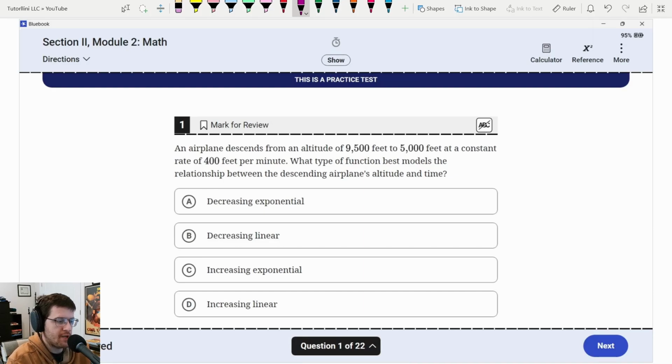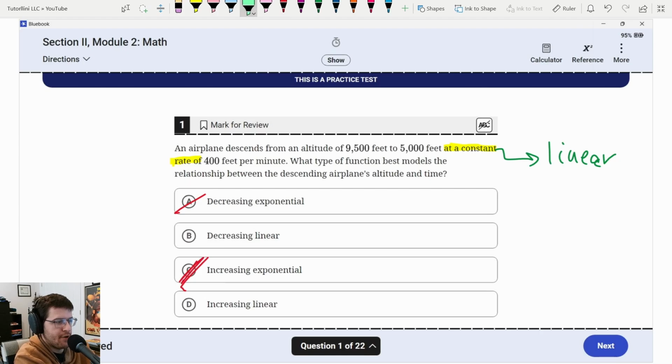Okay, this is the beginning of Module 2B, question 1. So right away, it says at a constant rate. When we have a constant rate of change, that means we have a linear function. So right away, I'm going to cross off the ones that say exponential.